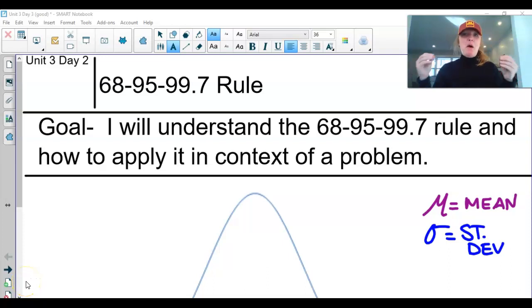Ladies and gentlemen, today what we're going to talk about is the normal distribution. We are going to draw conclusions about a population that is normally distributed. And one of the first things we're going to learn about the normal distribution is something called the 68, 95, 99.7 rule. So our goal today is to be able to understand that and how to apply it in context of a problem.